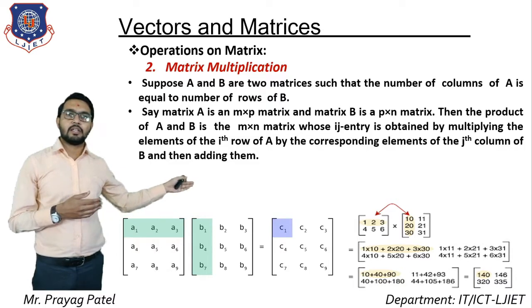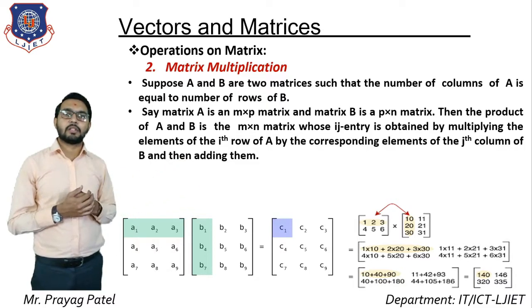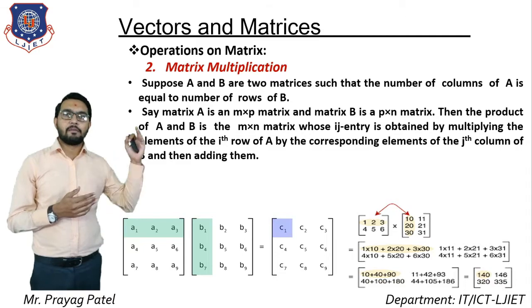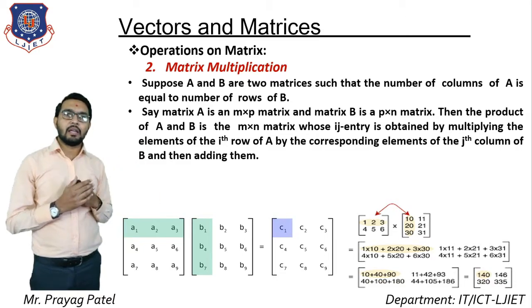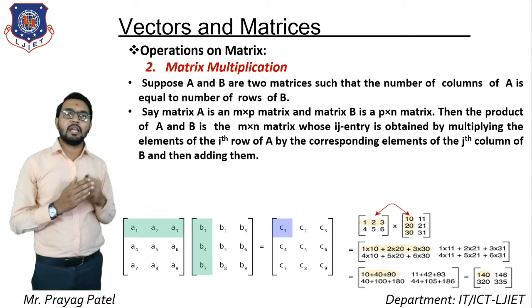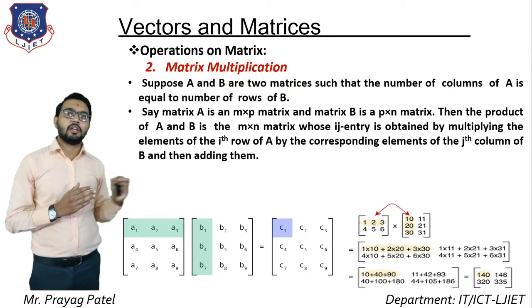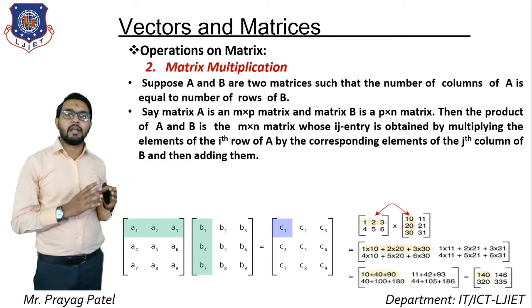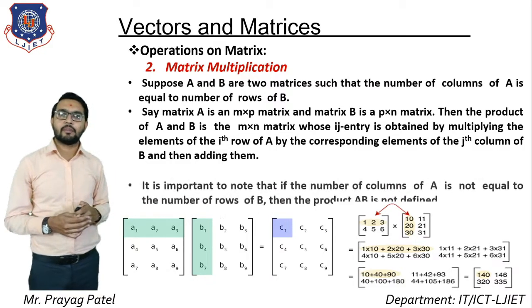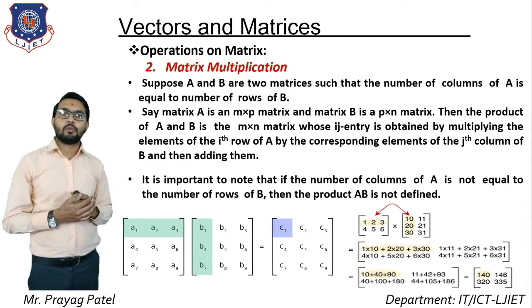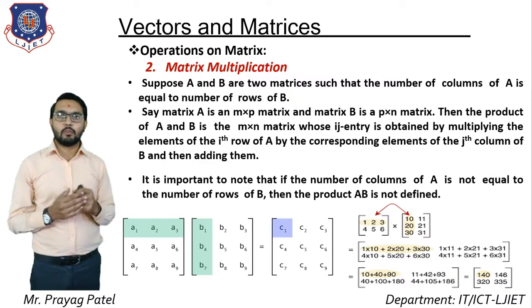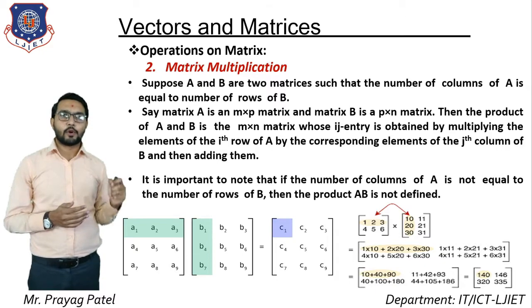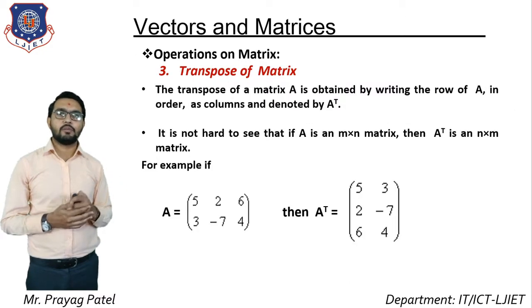For example, consider an example of matrix multiplication. The first row is 1, 2, 3 and the first column is 10, 20, 30. So 1 multiplied by 10 plus 2 multiplied by 20 plus 3 multiplied by 30. According to this, you can find the matrix multiplication. It is important to note that if the number of columns of A is not equal to the number of rows of B, then the product AB is not possible.